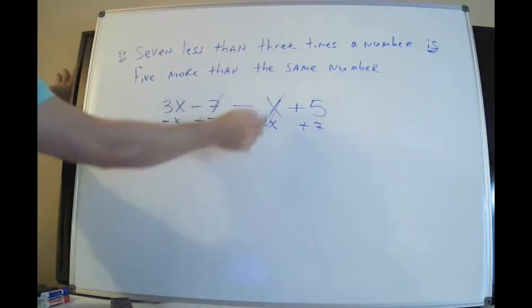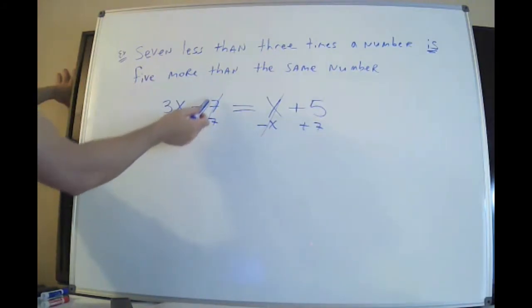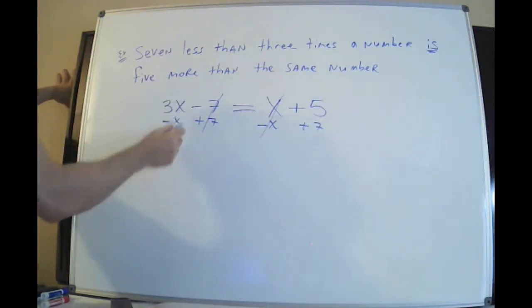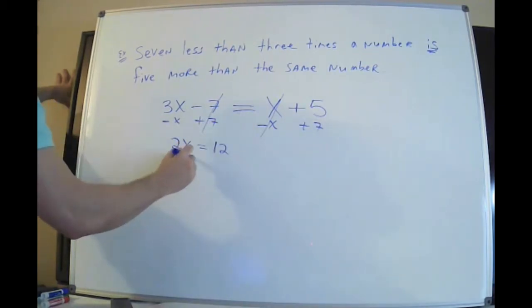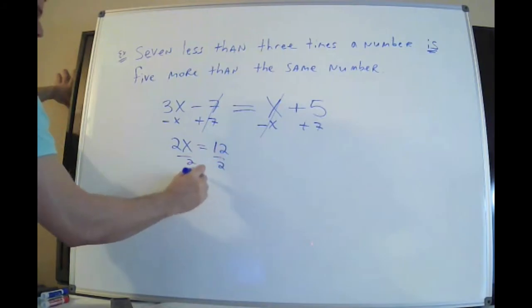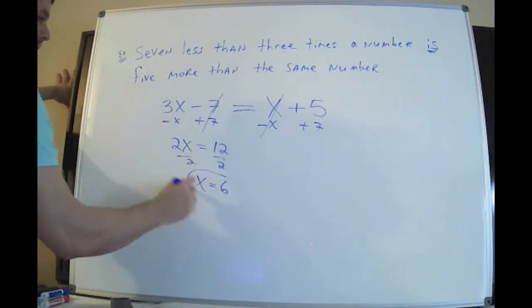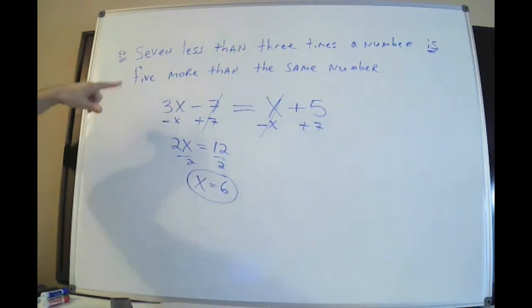And I like to see that you cross them out. You've got to eliminate this from this side. I have to see this. This is your work. So you get 2x on this side. On that side, you get 12. And then you divide by 2. Remember, you don't divide by the letter. So you get 6. You could kind of check in your mind.